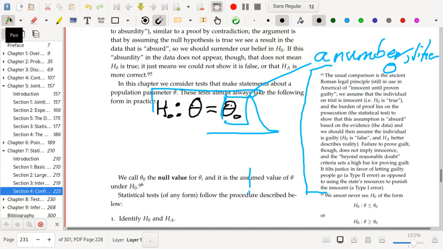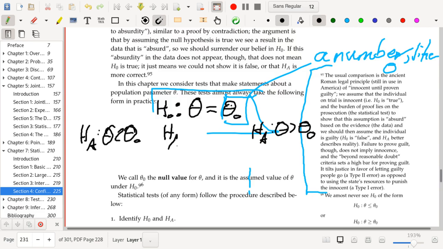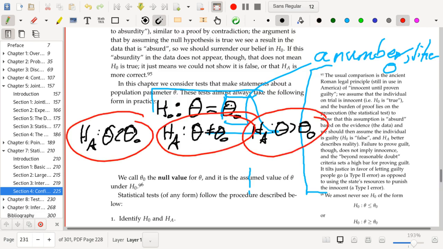I'm going to change how I'm going to present this right now. The alternative is going to say one of three things. Theta is less than theta naught. Theta is greater than theta naught. Theta is not equal to theta naught. Pick one of these three things to be your alternative.